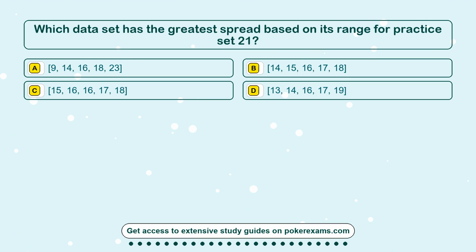Question 21. Which data set has the greatest spread based on its range for practice set 21? Option A 9, 14, 16, 18, 23. Option B 14, 15, 16, 17, 18. Option C 15, 16, 16, 17, 18. Option D 13, 14, 16, 17, 19.